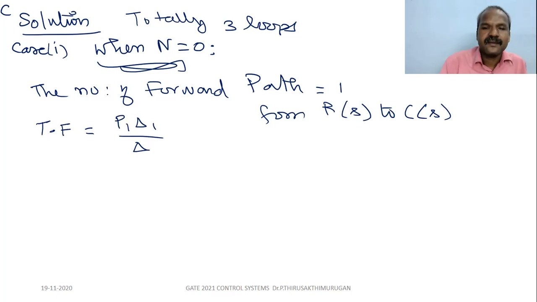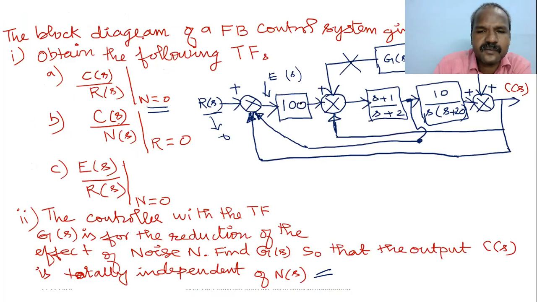So what is P1? Forward path gain. So first find P1. In the first forward path, 100 multiplied by S plus 1 by 2, into 10 by S into S plus 2. You have to multiply these 3 forward gains. So 10 into 100 is 1000, 1000 into S plus 1 divided by S into S plus 2, S plus 20. So what is P1?